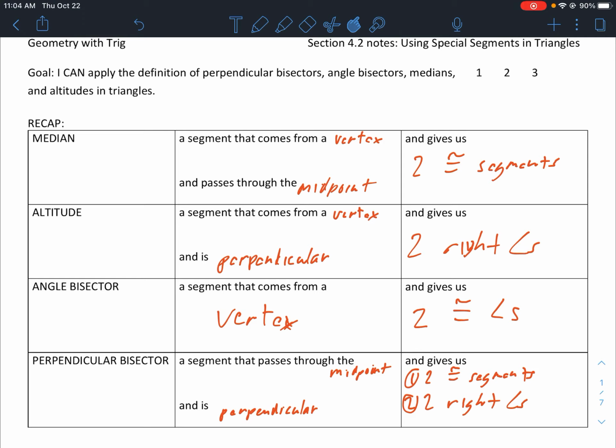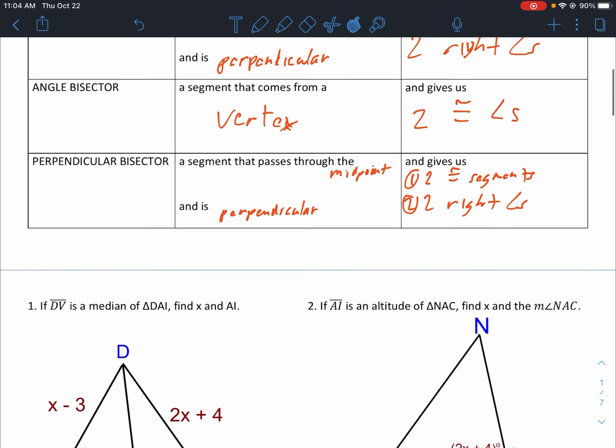A median comes from a vertex and goes to a midpoint, giving us two congruent segments. An altitude comes from a vertex and is perpendicular, giving us two right angles. An angle bisector comes from a vertex and gives us two congruent angles. And finally, a perpendicular bisector goes through a midpoint and is also perpendicular. That gives us two things: two congruent segments from the midpoint and two right angles from the perpendicular lines. Feel free to pause the video here and copy that down as needed. Otherwise, we're going to move into some questions for today.